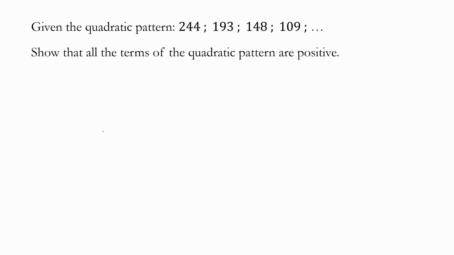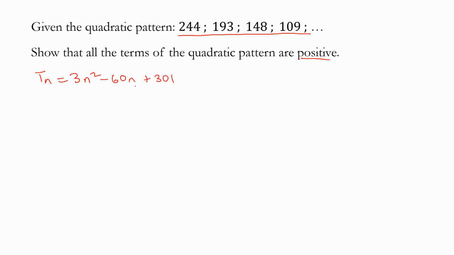Right, let's do question 2.5. Given the quadratic pattern, show that all the terms of the quadratic pattern are positive. Right, this is a quadratic pattern, which is a quadratic function, isn't it? And then we found that Tn is equal to 3n squared minus 60n plus 301.